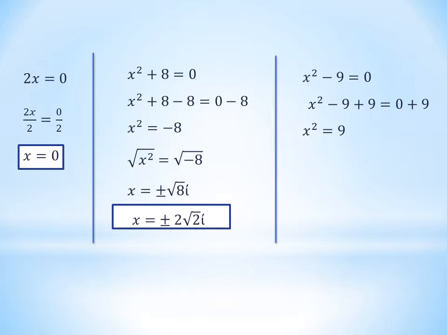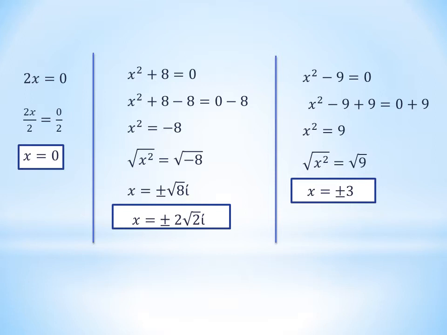To find the value of x, let us extract the square root of the values from both sides of the equation. Therefore, square root of x squared equals square root of 9. Square root of x squared is just x, and square root of 9 is just 3. Therefore, x equals positive negative 3.